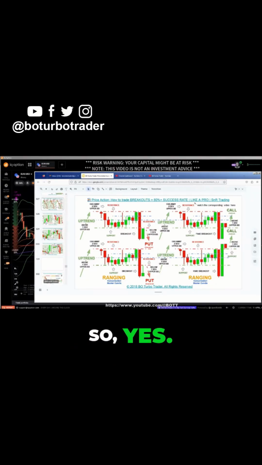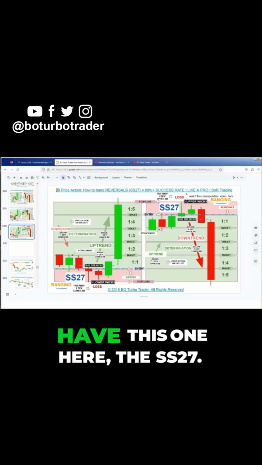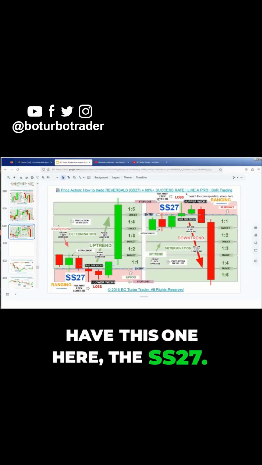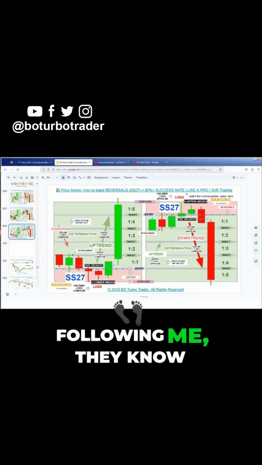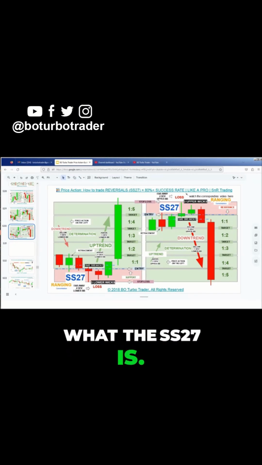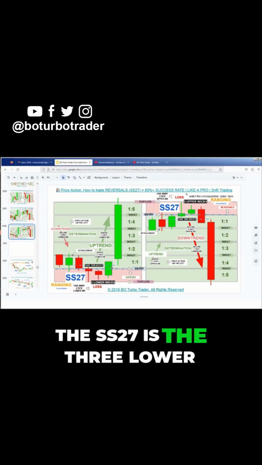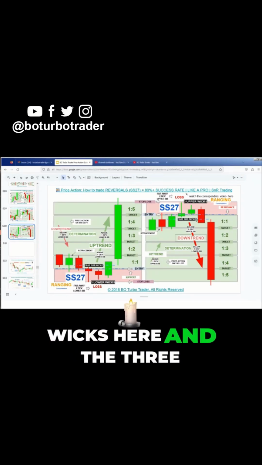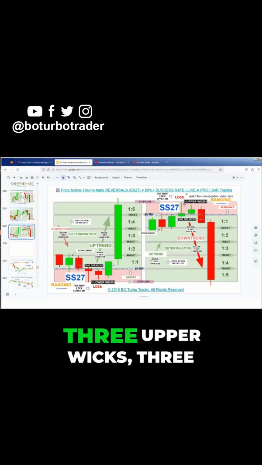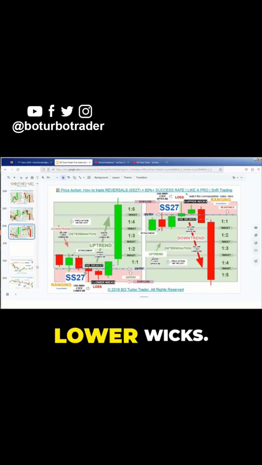So yes, and today we have this one here, the SS27. Those of you who are following me know what the SS27 is. The SS27 is the 3 lower wicks here and the 3 upper wicks here. 3 upper wicks, 3 lower wicks.